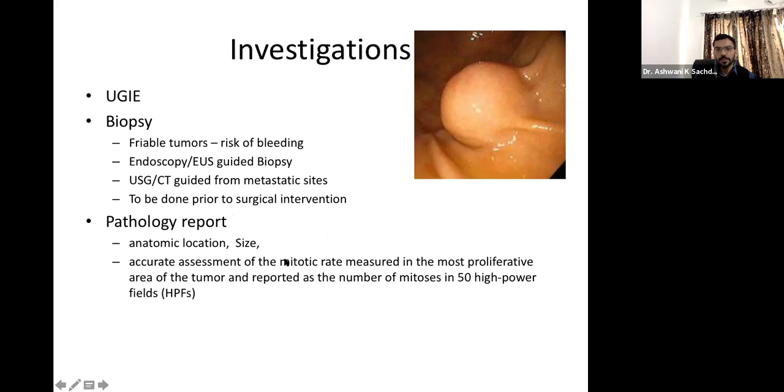So in pathological report, we should know about the location of the tumor, size of the tumor, and third thing is the mitotic rate, which is measured in the most proliferating area of the tumor and reported as mitosis per 50 high power field. So these three factors in pathology are important prognostic factors.